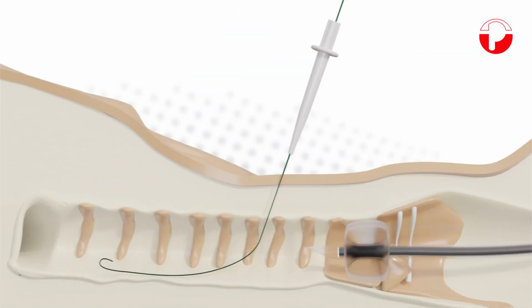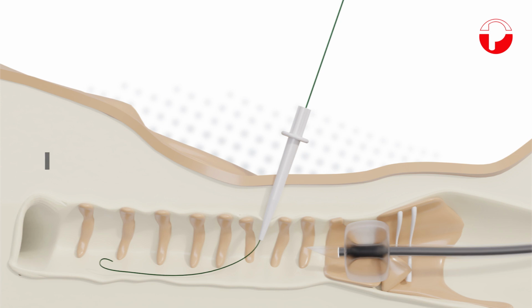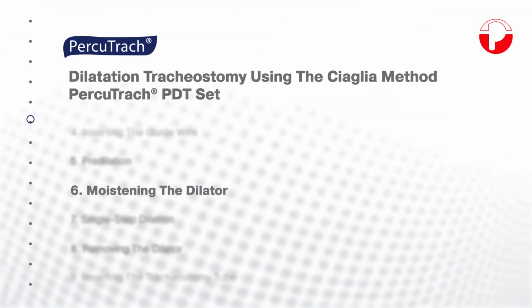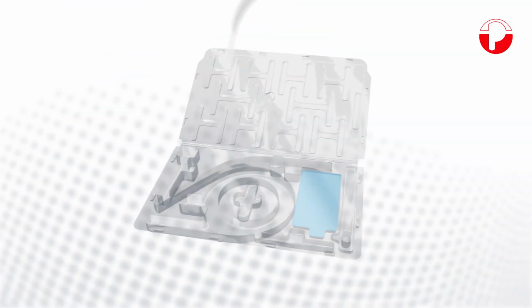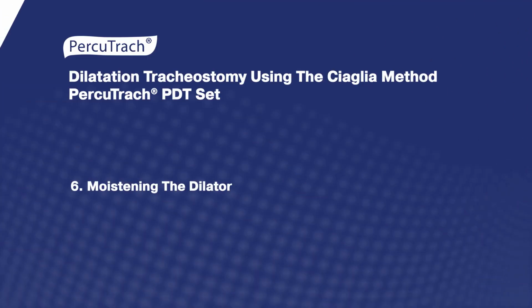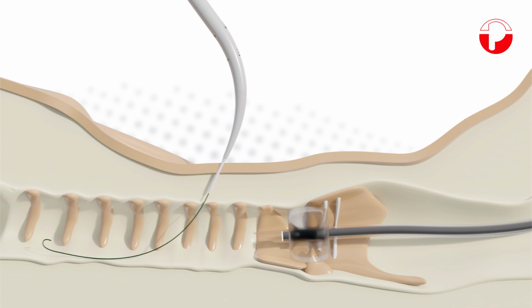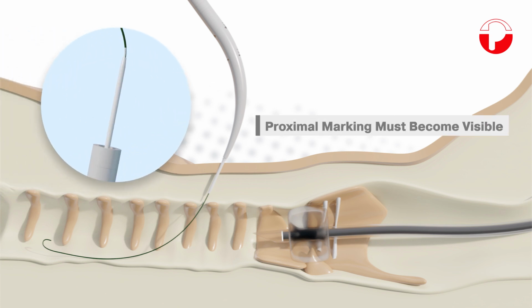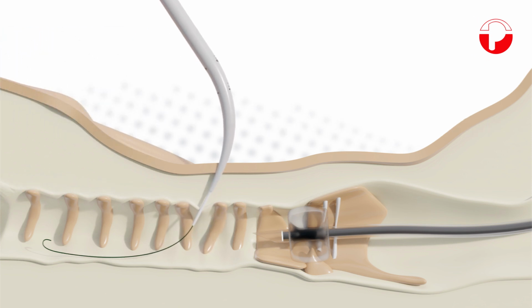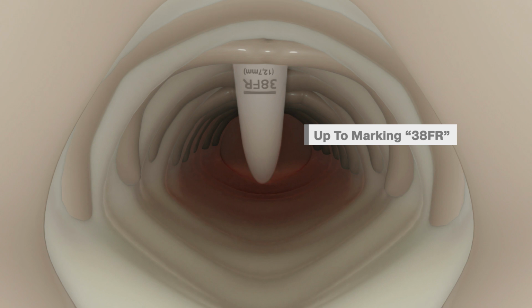Now advance the short predilator over the guide wire and carefully dilate the puncture site with a slight twisting movement. Here the predilator should be tilted towards the cranium to avoid damaging the rear wall of the trachea. Prior to the next step, the hydrophilic coating of the dilator must be activated with saline solution or distilled water. The dilator with inserted guiding catheter is threaded over the Seldinger guide wire until the safety lock of the guiding catheter reaches skin level. In the process, the proximal marking of the wire must become visible. By pushing forward and back several times, the tracheal opening can now be dilated until the marking 38 French is visible in the tracheal lumen by using the bronchoscope.